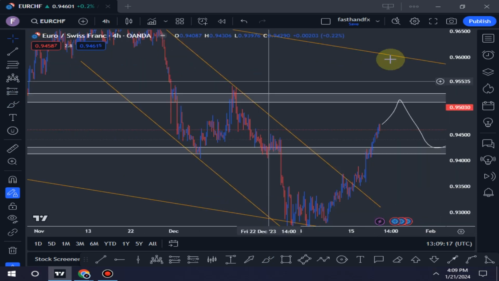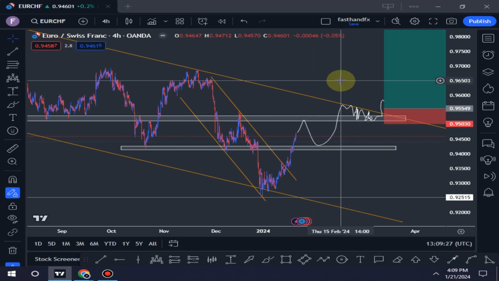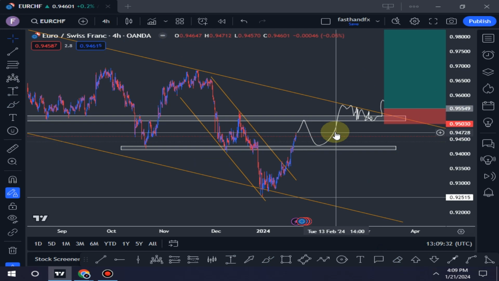Right. So this is the H4. Let's see, this level to this level is not a bad one. 85 to 90 pips, not bad for a day trader. If you want to take that entry, that is only if you wait for price to give you this type of pullback to this level.